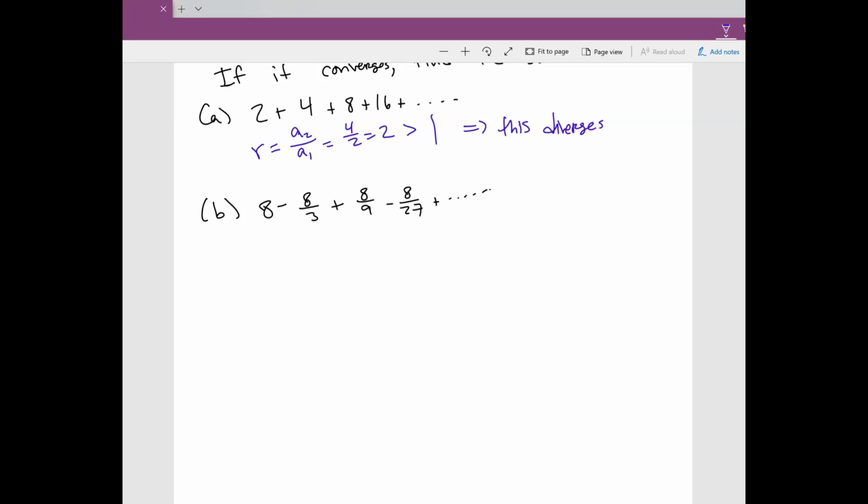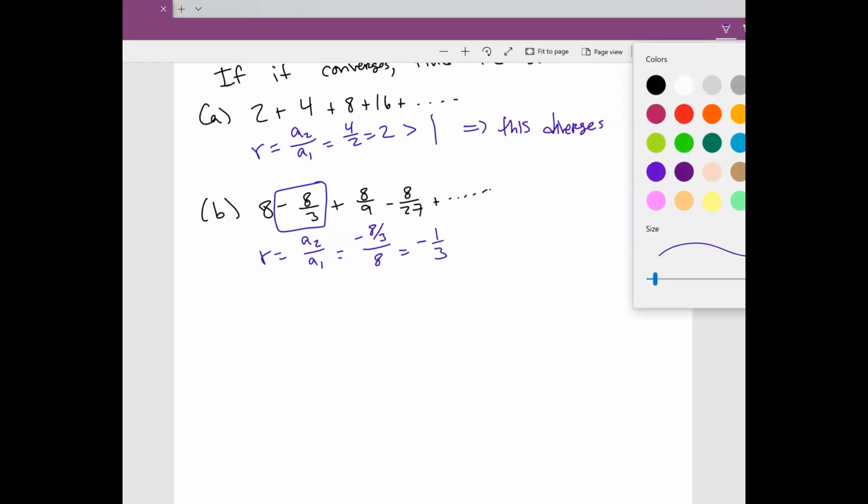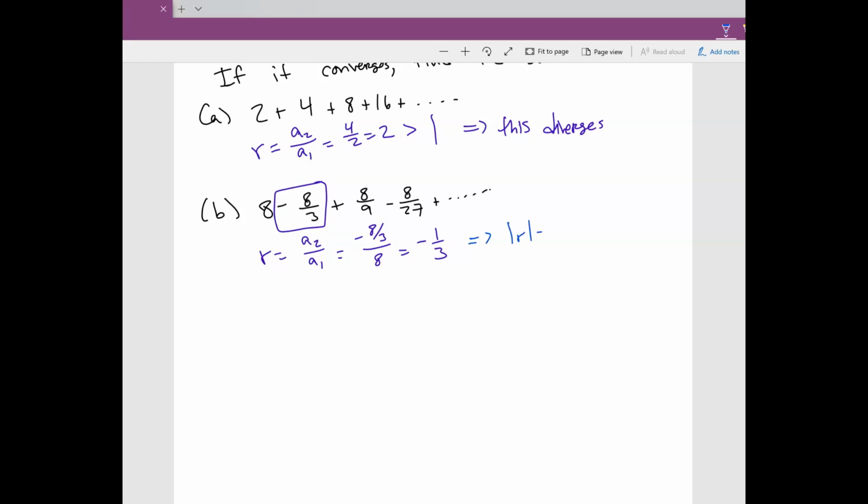Now for this next one, let's first find the common ratio. We're going to take a2 divided by a1. That's going to be this negative, so don't forget about that negative: negative 8 over 3 divided by 8. If you take this, it's going to give me negative 1/3. Now remember, we're looking at the absolute value, so we want the absolute value of r. The absolute value of negative 1/3 is 1/3. This clearly is less than 1, so this converges.